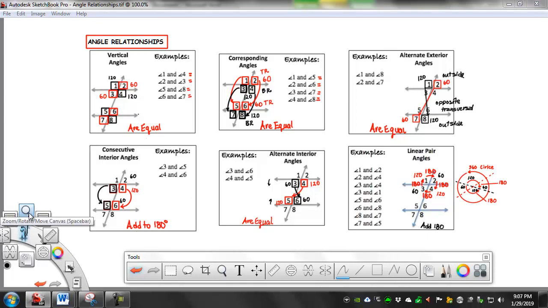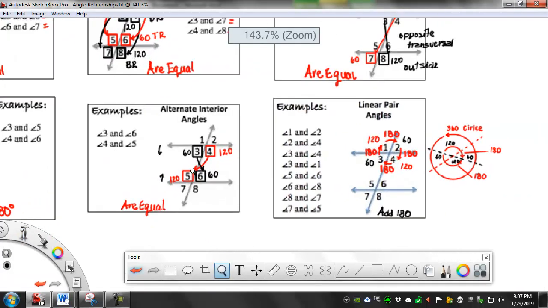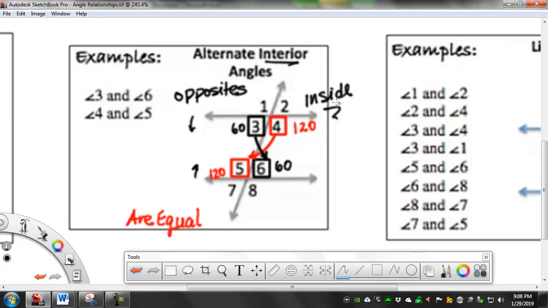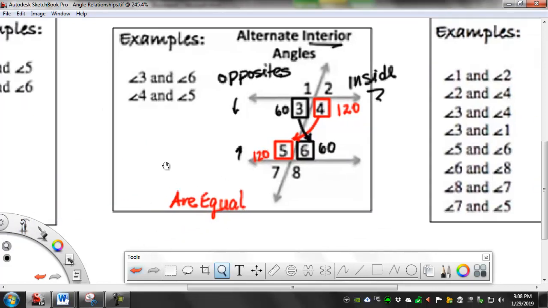Okay, the next set of angles that we're going to talk about are the alternate interior angles. Again, you can see the linear pair, the 120 and the 60, the 120 and the 60 on the top and the bottom. If you look at the 3 and the 6, they're on opposite sides of the transversal, and they're interior because they're on the inside of the parallel lines. You see they're on the inside. So angle 4 is 120, angle 5 is 120. Angle 3 is 60, and angle 6 is 60.